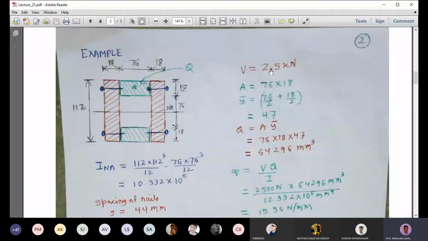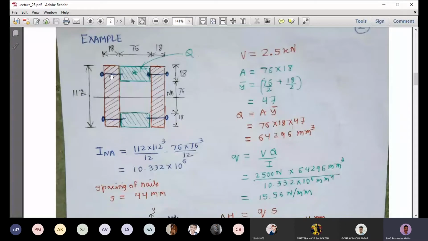So here the applied shear is 2.5 kilonewton. The dimensions are given. Dimensions of the plank is given. The plank has height 112 and thickness 18. And this plank, the length is 60, width is 76, and thickness is again 18. These planks are joined by these nails. So we want to find what is the shear force taken by each nail.